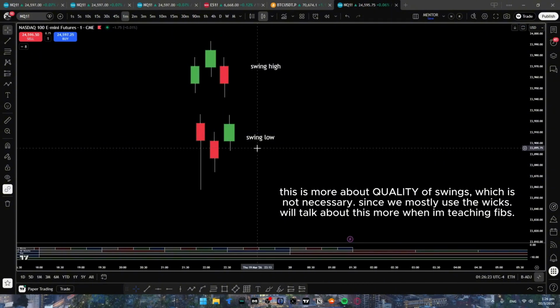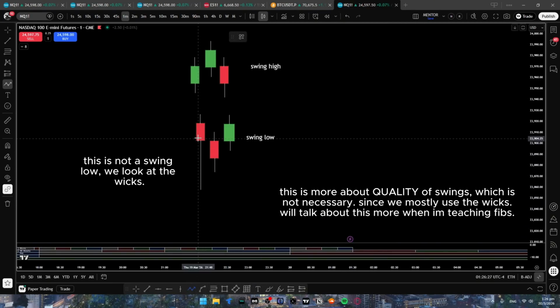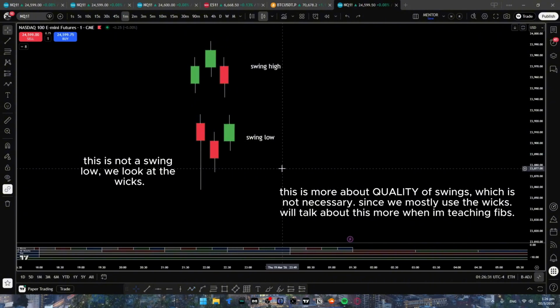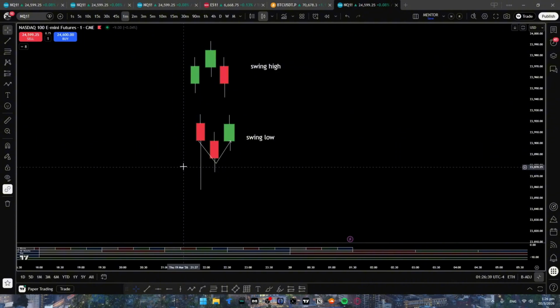So is this a swing low? Nope. But is it a candle swing low? What does that mean? Are the candles making a swing low? Yep, they are. But are the wicks making a swing low? Nope, they're not. This is not a swing low, by the way. Unless you have another candle here and then the low is here, then that's a swing low, of course, because you got a triangle. But if not, this is not a swing low.